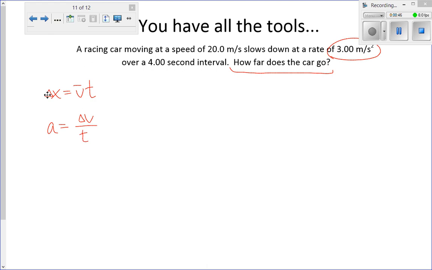I'll just remind us that if we want a nice average velocity for velocities that change uniformly from one value to another, we just add and divide by 2.